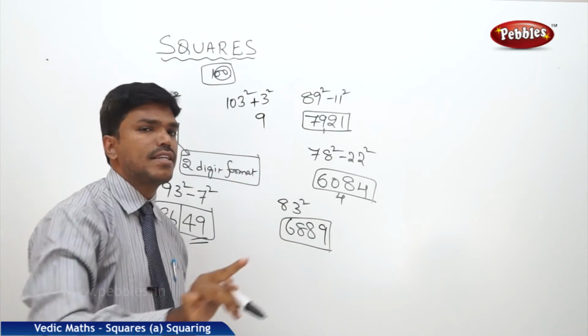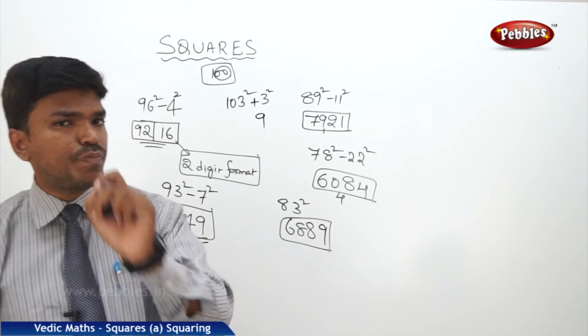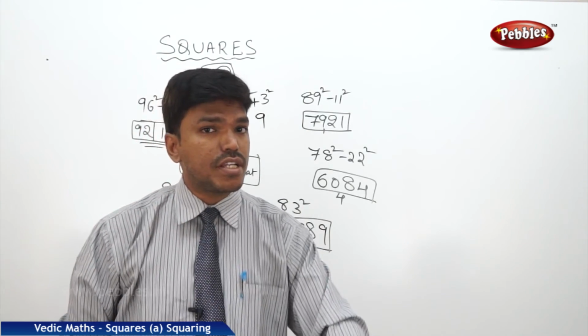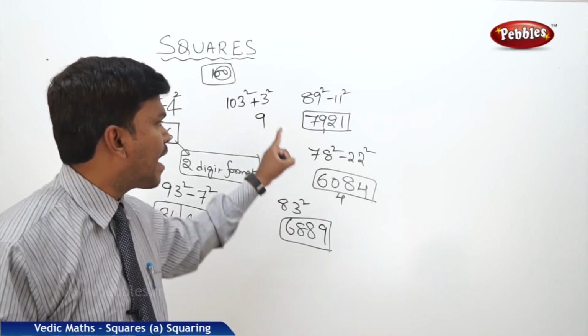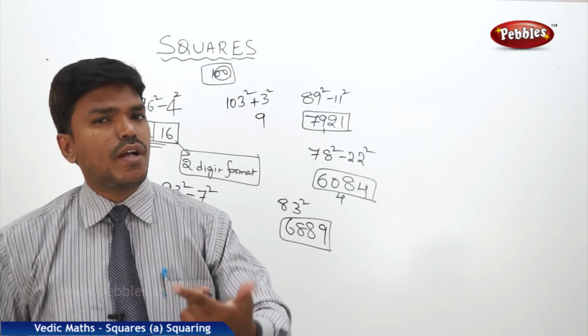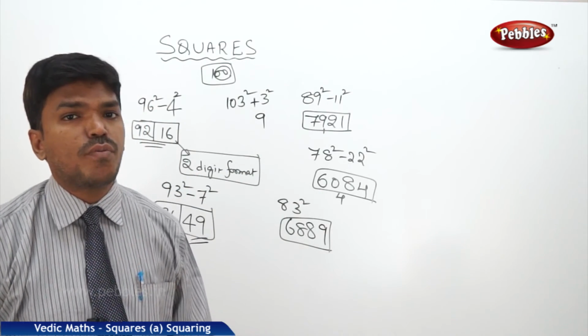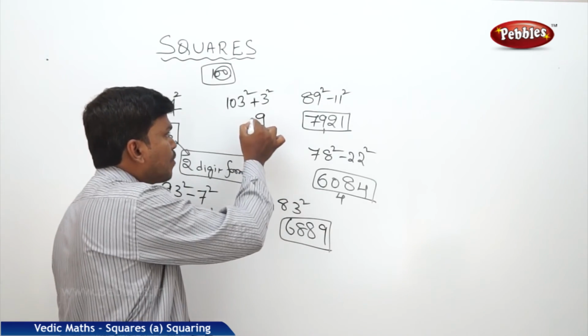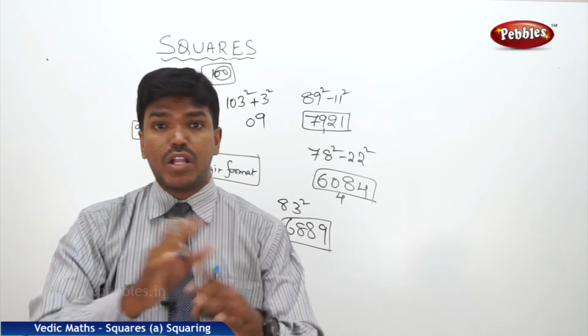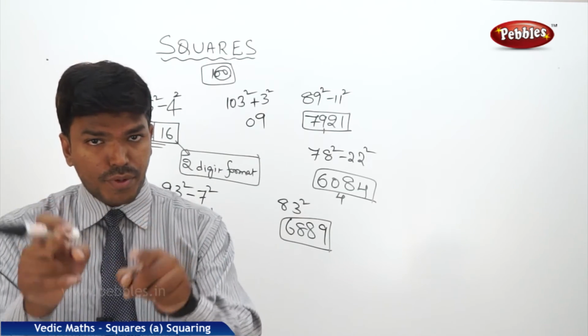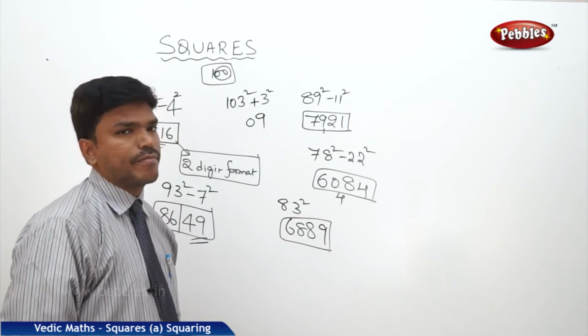So, what is 3 square? 9. But what I said, my right side part of the answer should be in a 2-digit format. It should not be less than 2 digits, it should not be more than 2 digits. So, I am getting less than 2 digits. So what I need to do? Make it 2 digits. How? Placing a 0 before the 9, not after the 9. If you put it after the 9, the value will change. The value should not change, remember. So, it is 0, 9.